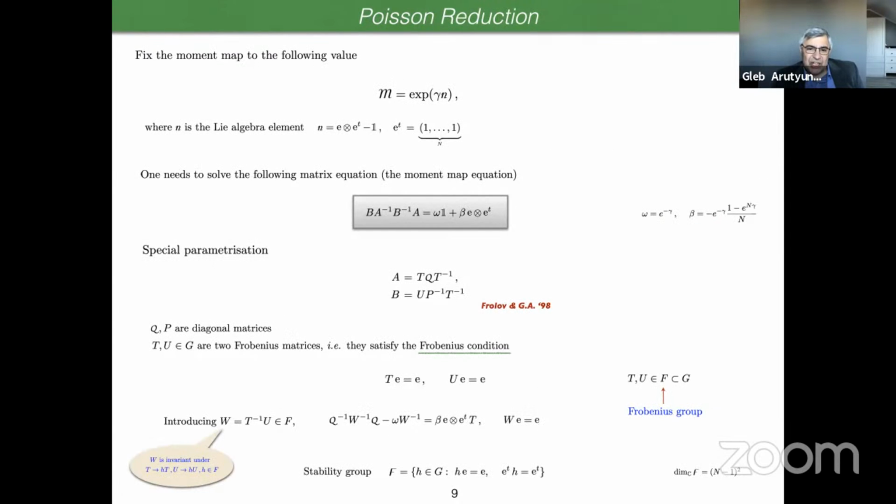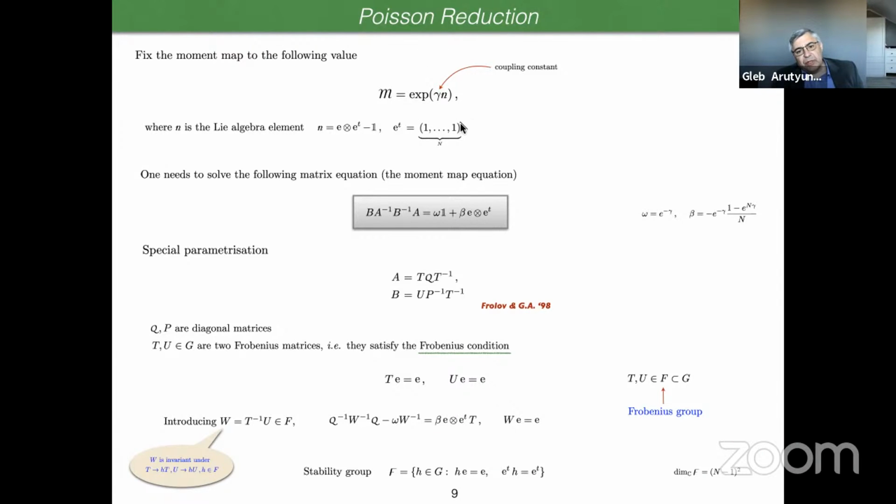Now, the relationship between Ruijsenaars-Schneider models and Calogero-Moser models suggests that the moment map should be fixed to the following value: exponential of gamma, the coupling constant, multiplied by a special element of the Lie algebra, an element of rank 1, which can be conveniently constructed with the help of the n-dimensional vector E, with all components equal to 1.